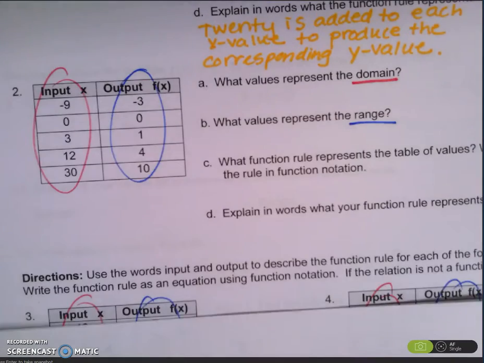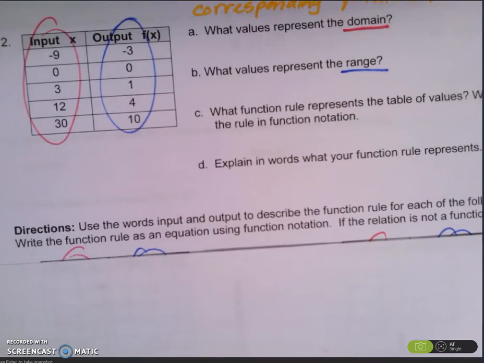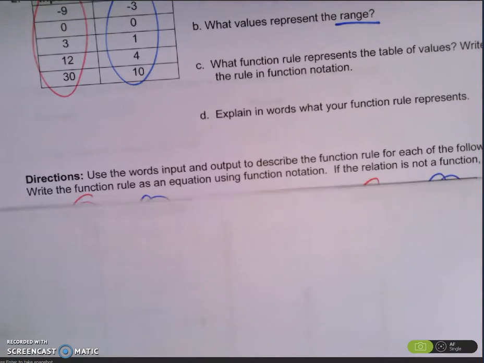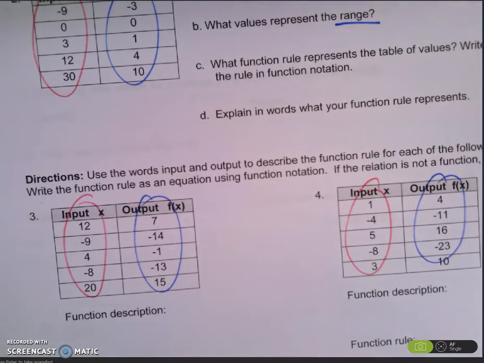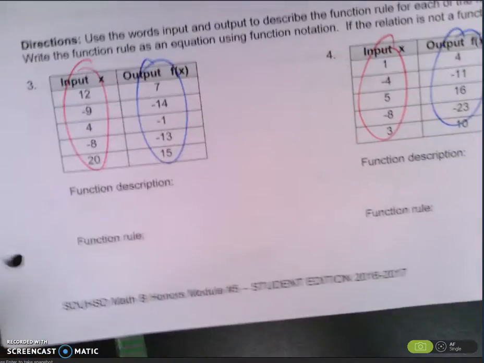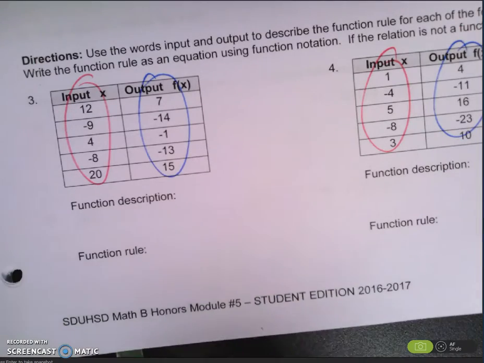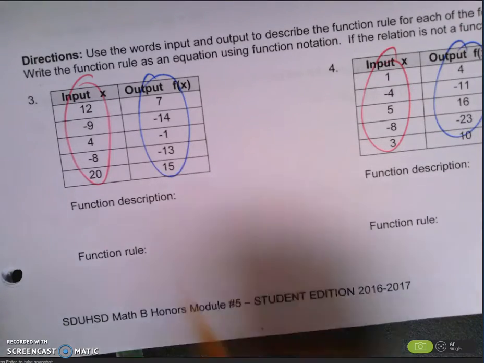Wonderful. Let's move on. The next set of directions say use the words input and output to describe the function rule for each of the following relations. Write the function rule as an equation using function notation. If the relation is not a function, explain why. So looking at number 3, I'm going to investigate my table. The first thing I'm going to look at is to see if this is linear.